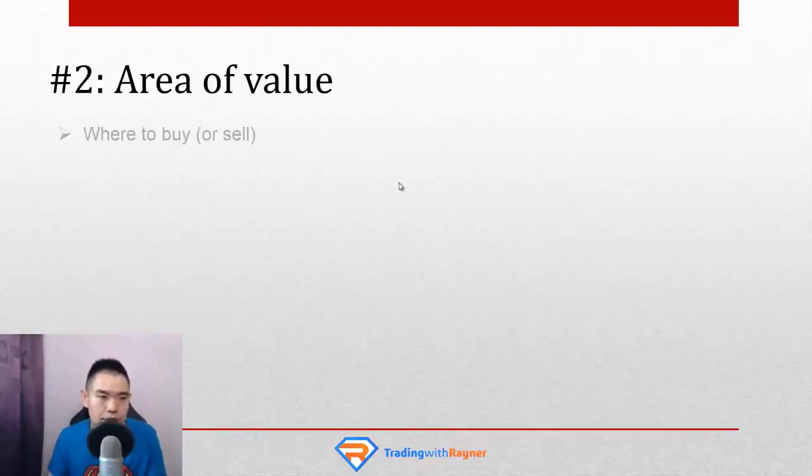So this, in essence, tells you where to buy or sell. Market structure, previously, tells you what to do. Should you be looking for buying opportunities or selling opportunities? But it doesn't mean hit the buy button. No, you are only looking for opportunities, whether to buy or sell. For this one, it tells you where to buy or sell. The keyword here is where on the chart to buy or sell.